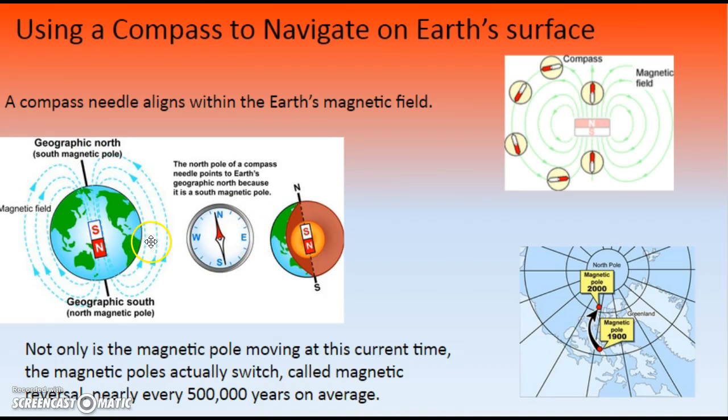When we hold a compass in our hand, we know that the red end is the north pole. It's going to attract to the south pole, so it's going to point this direction. So a compass is going to tell us where the magnetic poles are located. And the magnetic pole is not stationary, it's actually moving at this current time. The poles actually switch, and these are called magnetic reversals. These occur about every 500,000 years on average. So magnetic poles are actually moving. We can look here from 1900 to 2000, in 100 years, it's moved quite a significant distance. And so we can use a compass, and it's going to align itself, and it's going to help us make sense of what's going on within the Earth's magnetic field.